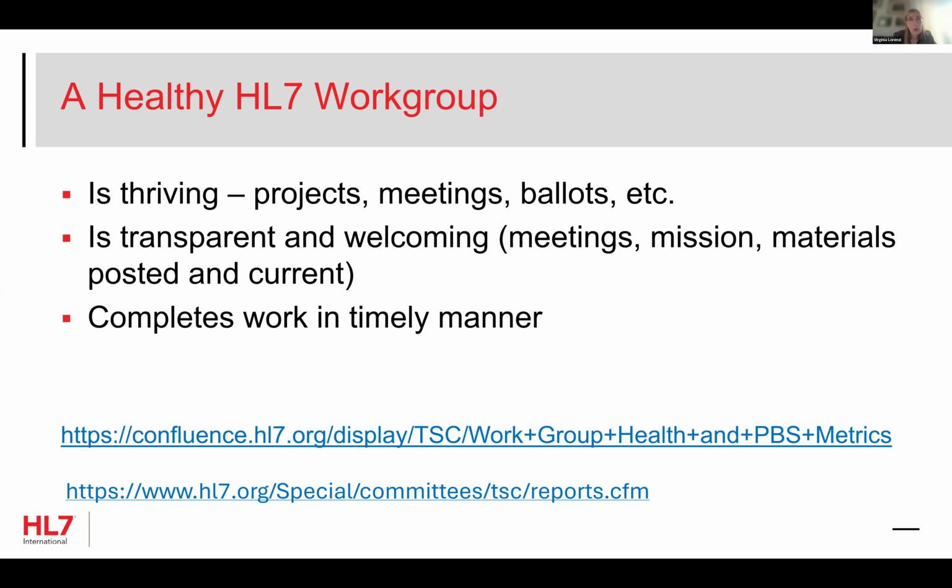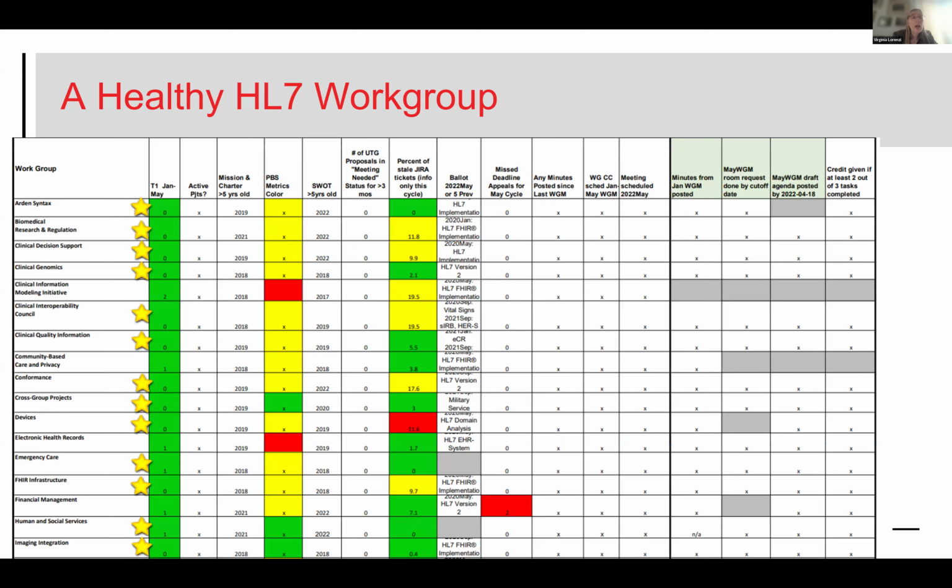And I'm proud that I'm part of a work group that got a gold star, but sometimes we don't get gold stars. So it's good to understand what these metrics are. You'll see these metrics all have to do with making sure you have a pulse and making sure you're being transparent. Do you have minutes posted? Do you have meetings scheduled? Do you have an up-to-date mission and charter? Do you have a SWOT? Are your projects progressing? Are you following up on JIRA? You should always be checking JIRA as well, so that people are not putting JIRA tickets against stuff that your work group owns.